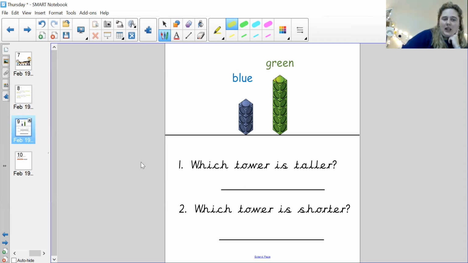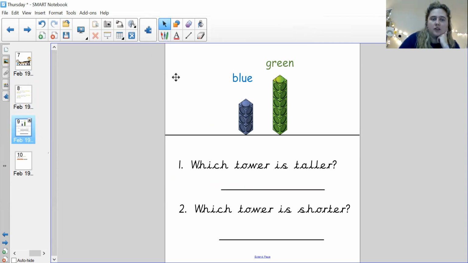Okay, here are two more questions for you to answer. I'd like you to write the number one and two underneath the starting questions that we did today. The first question is, which tower is taller? You either write blue or green next to the number one. Pause me and do that now. Okay, number two is, which tower is shorter? So you either write blue or green next to the number two. Pause me and do that now, and then come back for the challenge question.